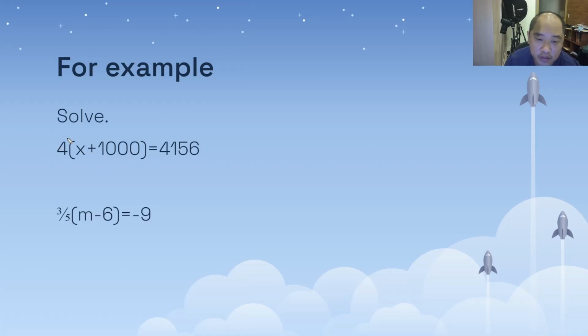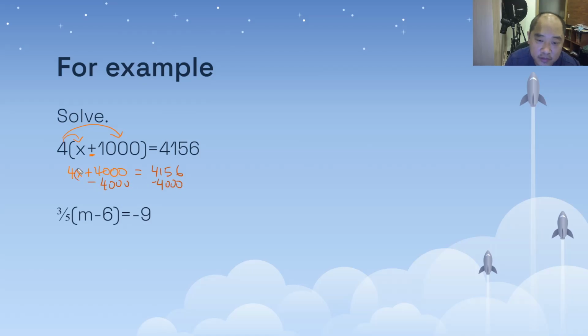So here we would distribute the 4 and the X and multiply by the X, and then the 4 and the 1,000. Oops, 4,000. And then the operation in the middle is plus, so we just put a plus in here. Maybe a darker orange would work. 4,156.